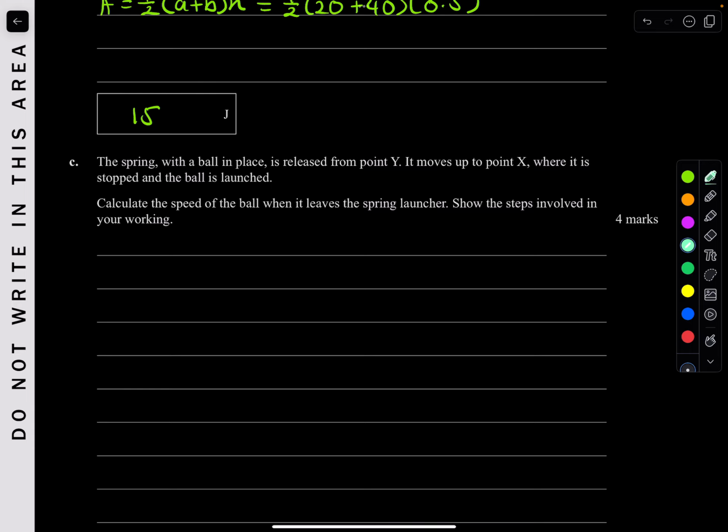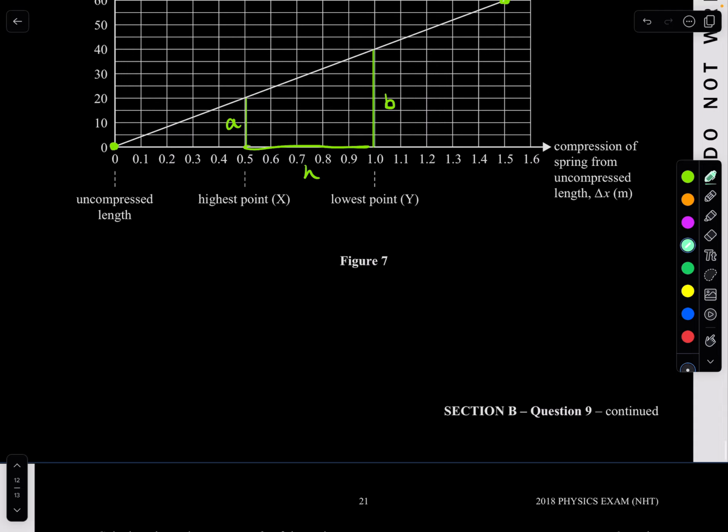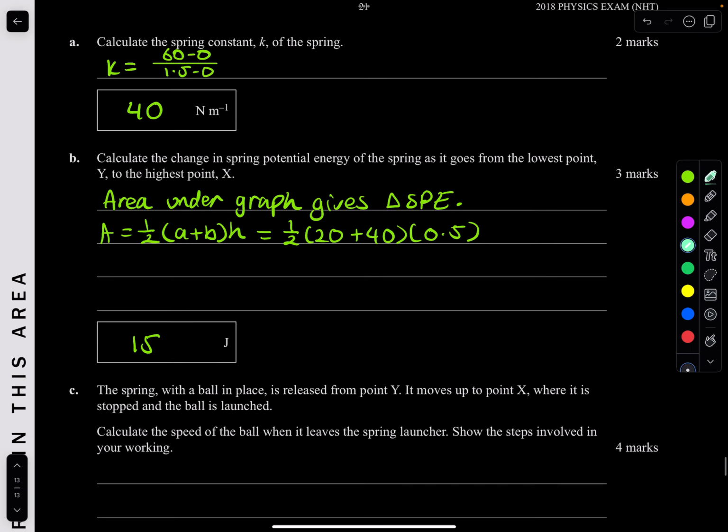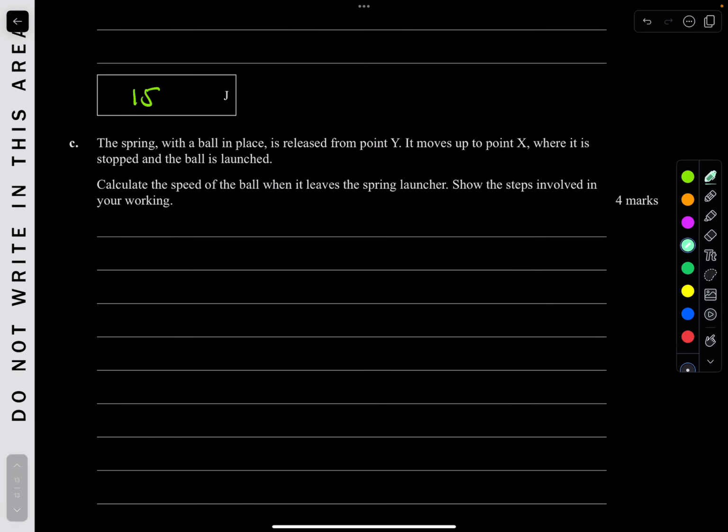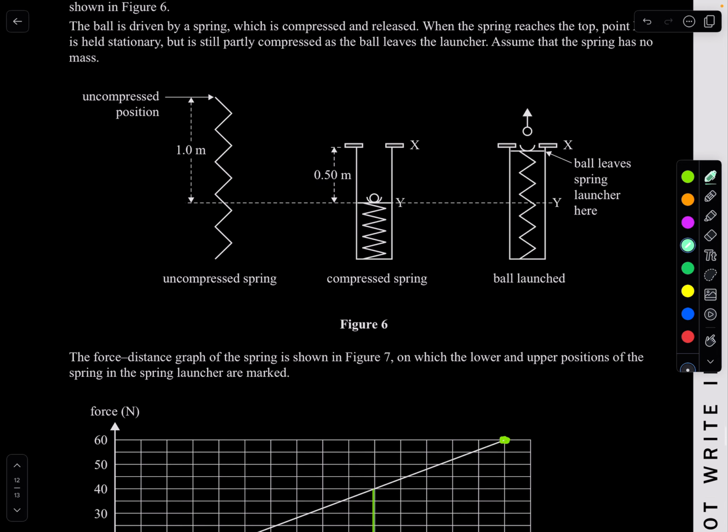Wow. The spring with the ball is in place, is released from point 1. It moves up to X. Shows this here, where it stopped and the ball is launched. Calculate the speed of the ball when it leaves the spring launcher. Show the steps involved in your working out. All right, well, let's have a look here.